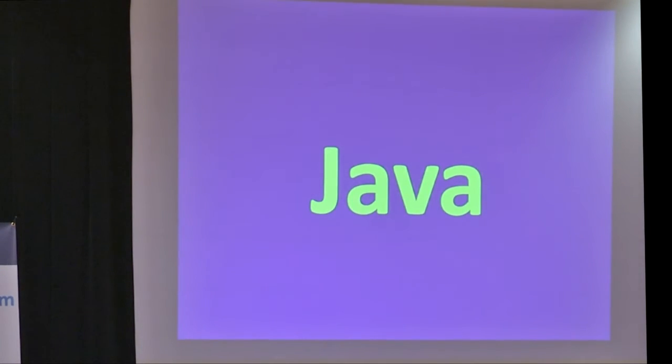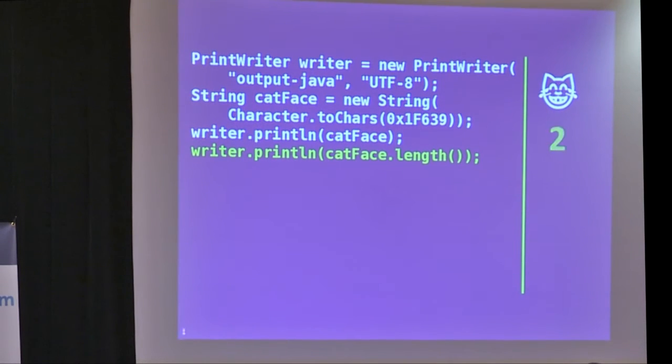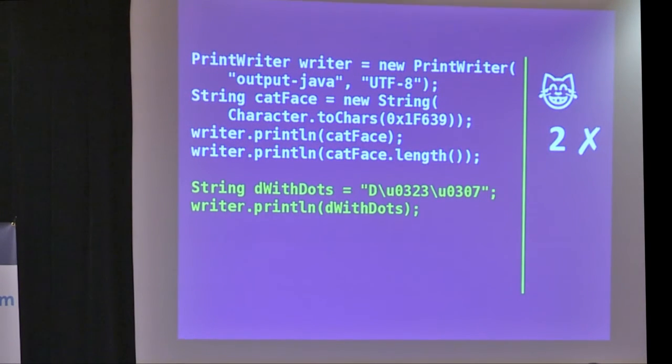All right, let's look at Java. And I'll go through it fairly quickly. So here we have a different syntax, not too bad. So we're going to create the string with the cat face in it. We write it out, that's great. And we ask how many characters it is, and it comes back with 2. That's still wrong. Then we can try D with dots.